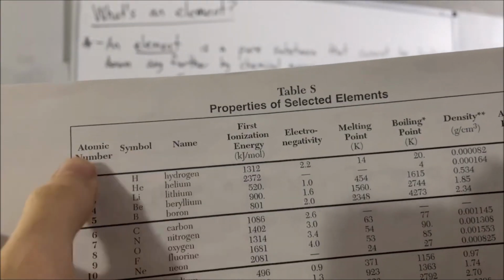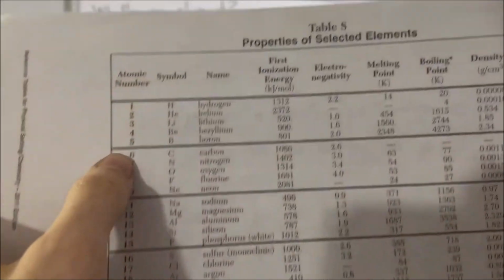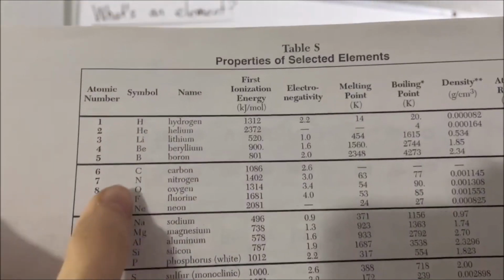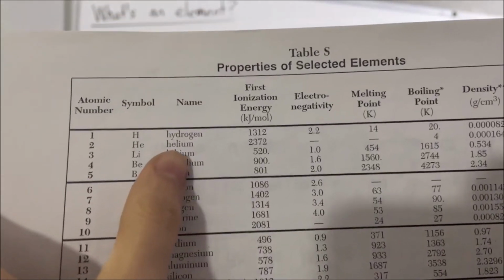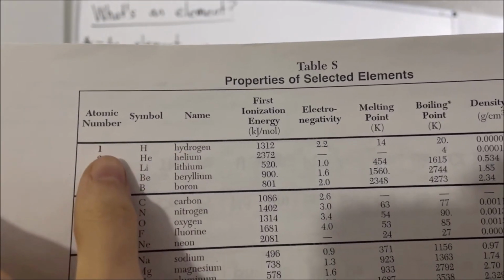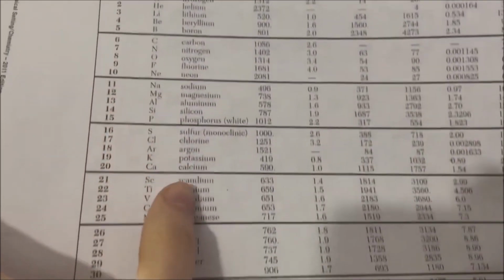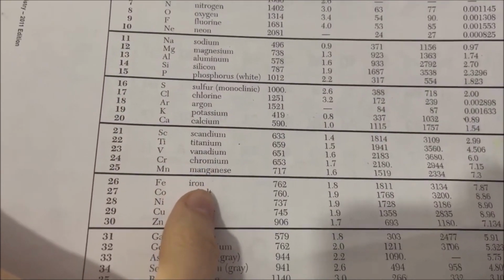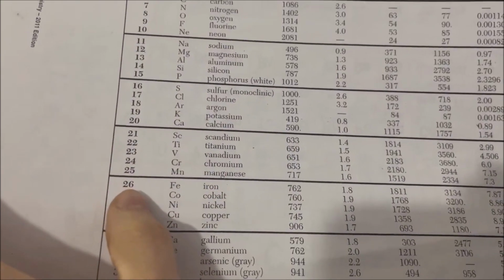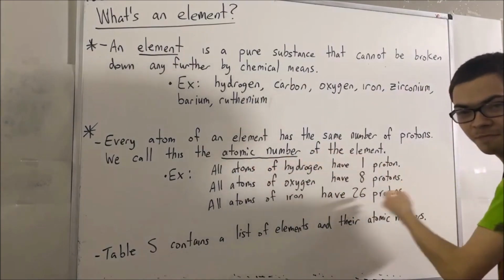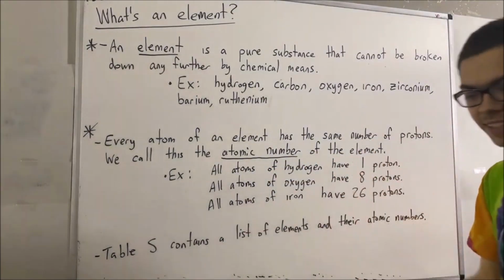And in the first column, we have a list of atomic numbers for each of these elements. And for our examples, we see that hydrogen has an atomic number of 1, oxygen has an atomic number of 8, and iron, right here, has an atomic number of 26. And that agrees with the examples we have here. Now, let's do some practice.